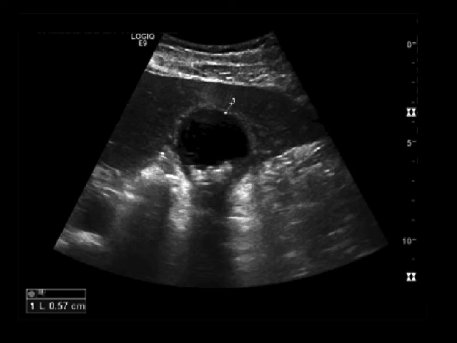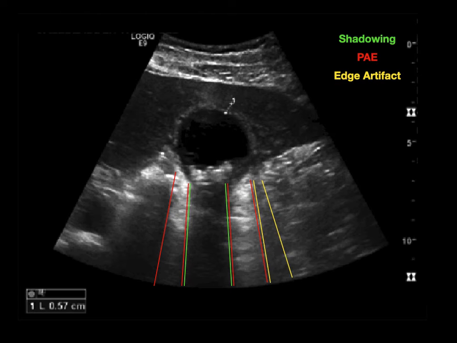Here is another thickened wall in a transverse gallbladder with some layering stones. This anterior wall measures 5.7 millimeters. Additionally, this is an interesting image because you can simultaneously see the shadowing directly posterior to the stones and the posterior acoustic enhancement on either side. Finally, you can see edge artifact just off the lateral aspect of the posterior acoustic enhancement.